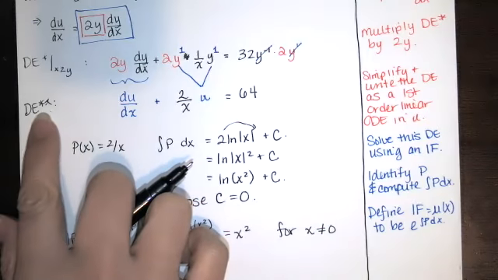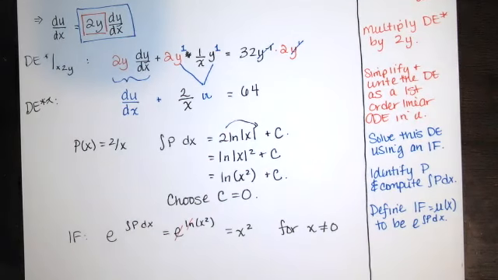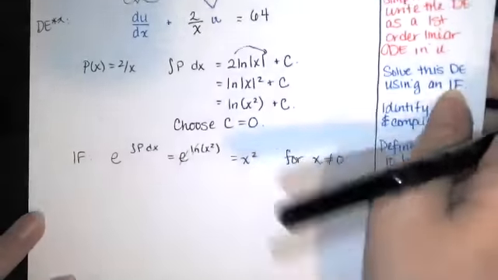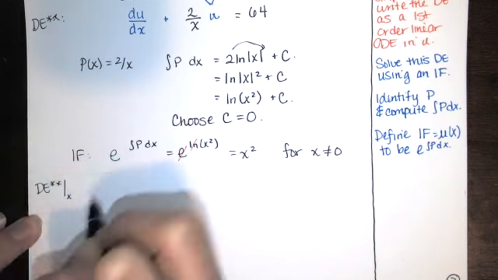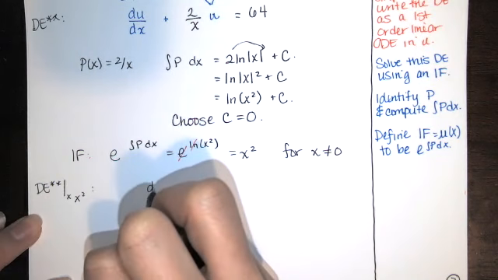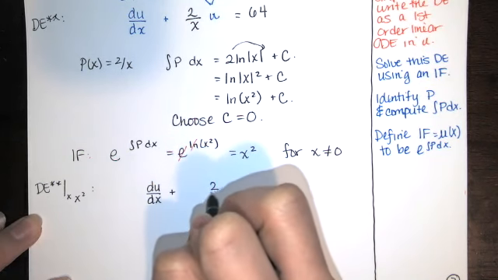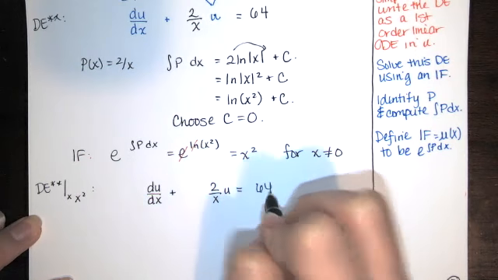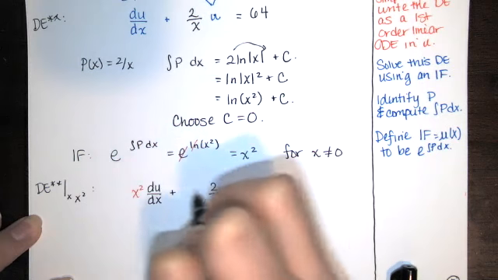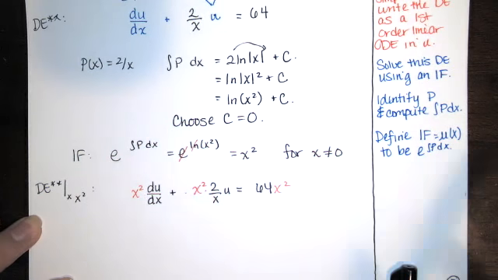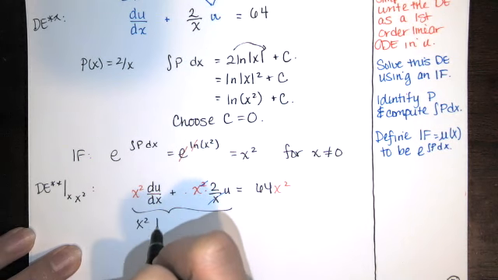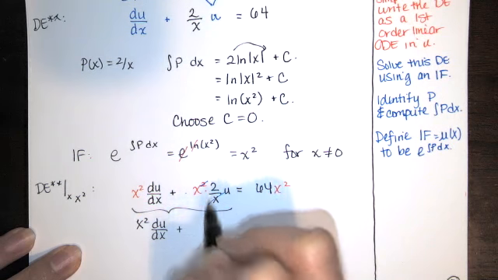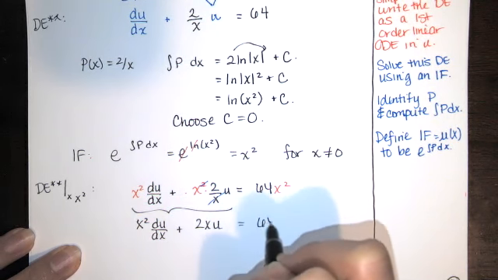So that means we need to take this differential equation in this form and multiply by the integrating factor. When we do, the left-hand side will be the derivative of u times the integrating factor, provided that we haven't made any anti-differentiation or algebra mistakes. So I have du dx plus 2 over x times u equals 64. And we're going to multiply everything by x squared. And of course, one of the x's will reduce, and we can simplify this. This is x squared times du dx plus 2x times u equals 64x squared.